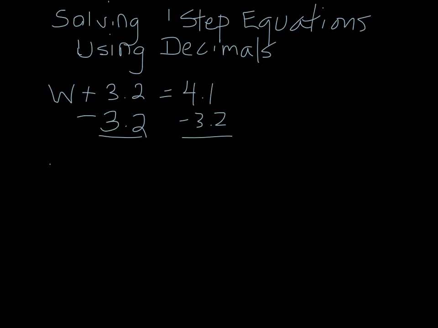When we do this, we can see we've eliminated the 3.2 from the left side. All we're left with is W. Because we've taken the 3.2 off of the left side, we have to also take it off of the right-hand side. And you check it out, 4.1 minus 3.2 is 0.9.